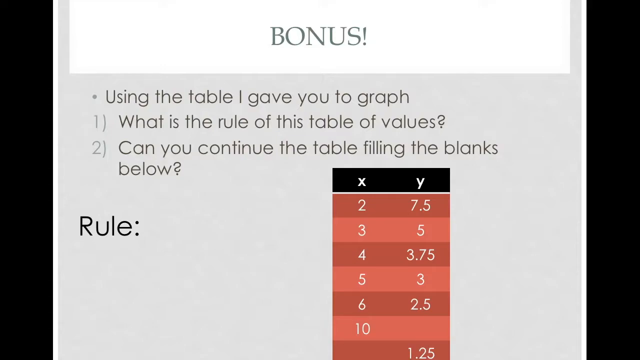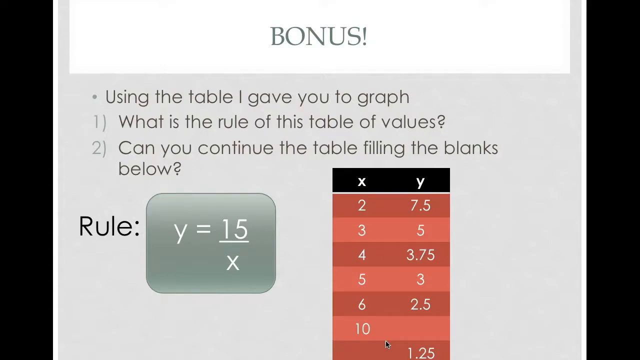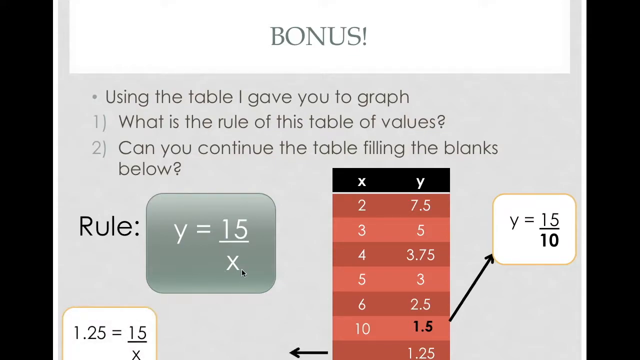The rule for this table is 15 over x. That's my k, my constant, because if I multiply everything together, x times y, x times y, x times y, I get 15. Now here's the tricky part. If x is 10, what is y? So here's my work. If I do 15 divided by my x, which is 10, I get 1.5. So that was easy. The next one is a little bit trickier. I now have the y. It's 1.25, and I'm going to be looking for the x. So I'm going to do a little bit of cross multiplication.